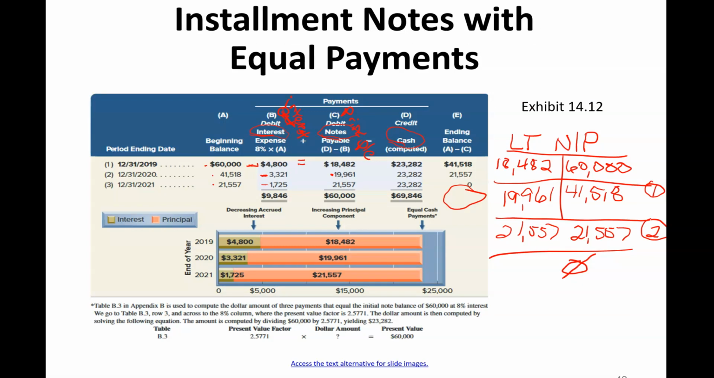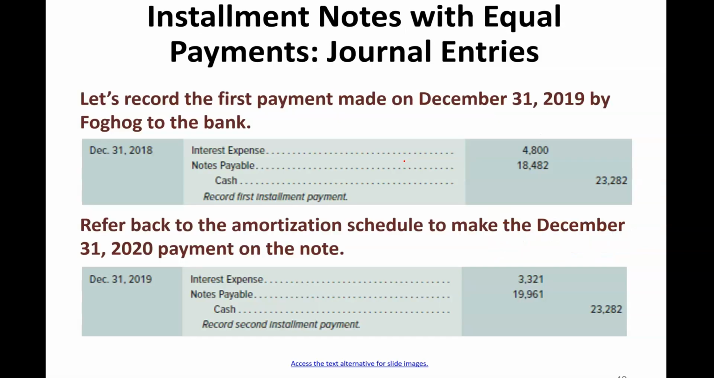Okay, looking back here, let's pay attention to interest for the first year is $4,800. Then note payable, we're going to debit $18. And then the payment is $23. These numbers are going to be over here. The journal entry to record that first payment, so that was a table to figure out what numbers we're using. These are the journal entries that go along with those numbers.